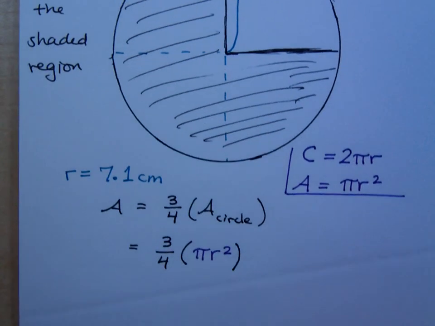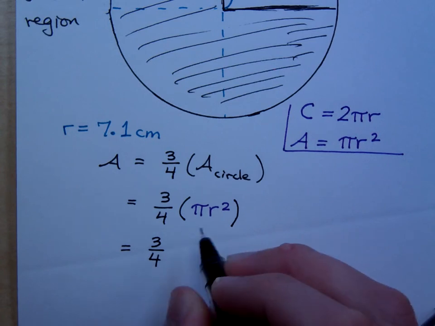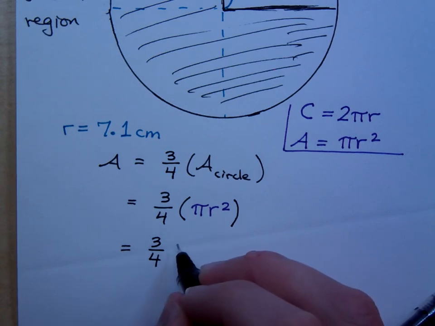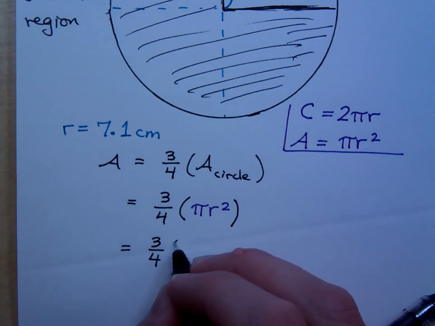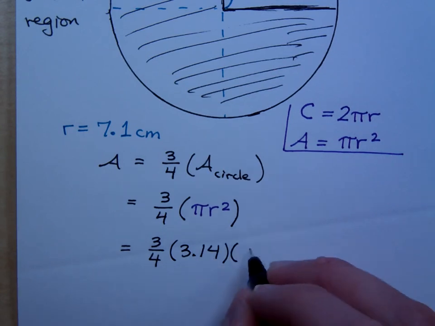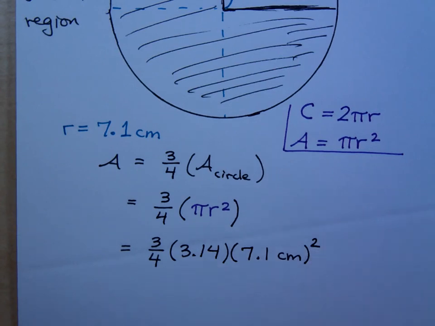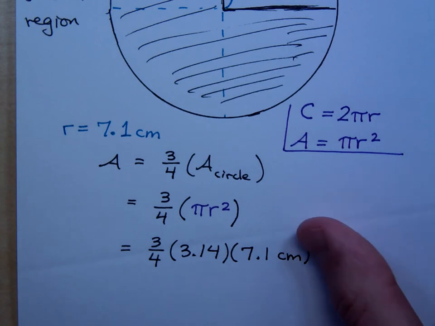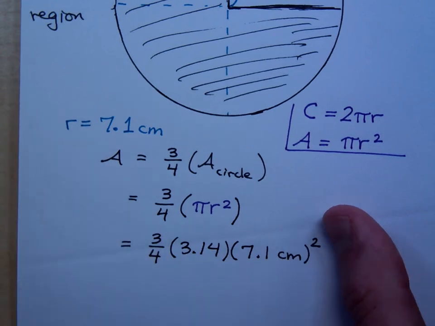So when we put everything together, we have 3/4 times pi. What do we typically say for pi here? 3.14, unless it indicates something differently. So this is 3.14. What's your radius? 7.1. 7.1 centimeters, but that's going to be squared, right? If I don't have the square, look at the type of units that you would have. Centimeters would be a linear measurement, a distance. But we're trying to find the area, so we know it should be square.